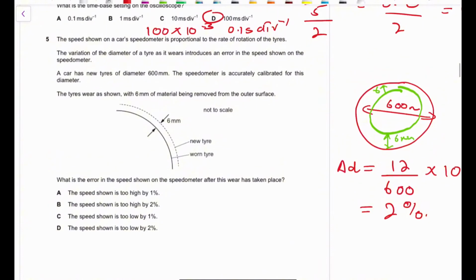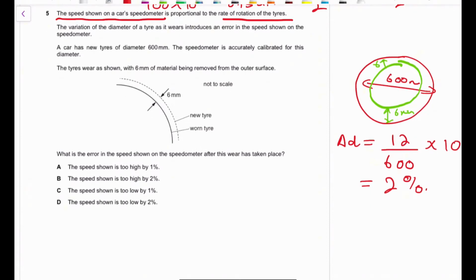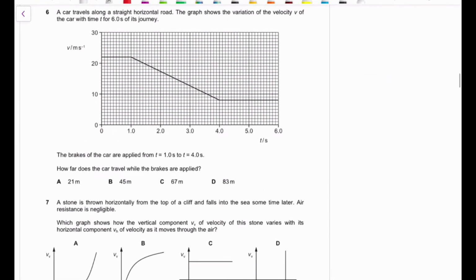And according to the question, the speed shown on the speedometer is proportional to the rate of rotation of the tire. So if the rate of rotation of the tire is going to increase, what does it mean about the speed? It's going to be too high. So the speed is going to be too high by what? By 2%, right? Because the rate of rotation of the tire is going to increase, you have removed a layer, so you're going to have a higher rate of rotation, and the car speedometer reading is also going to be too high. Very important. Move on to question 6.